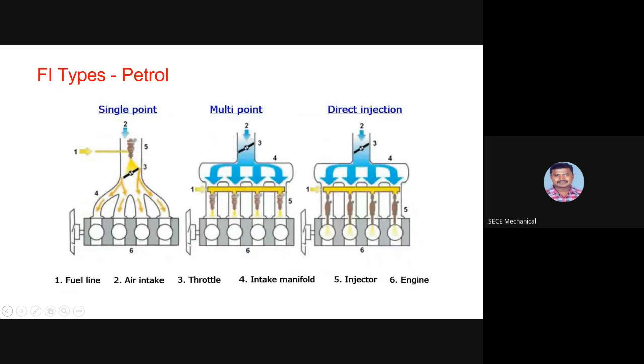These are the fuel injection types for petrol: single point, multi-point, and direct fuel injection systems. In the single point fuel injection system, or throttle body fuel injection system, we have only one fuel injector, which is connected at the neck or throat of the intake manifold. In the multi-point fuel injection system, each and every cylinder has a separate fuel injector. These fuel injectors are connected to a common rail, in which high pressure is maintained.